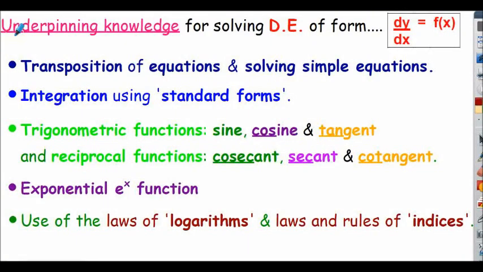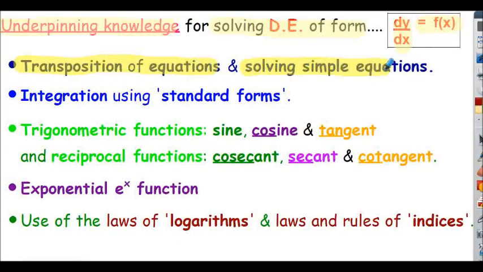Some technician engineering students find these questions particularly difficult because they do require some underpinning knowledge when solving differential equations of the form dy by dx is equal to a function of x. Underpinning knowledge includes transposition of equations and solving simple equations, which requires techniques such as expansion of brackets, factorization, etc. We need to be conversant with integration using standard forms, referring to our standard tables.